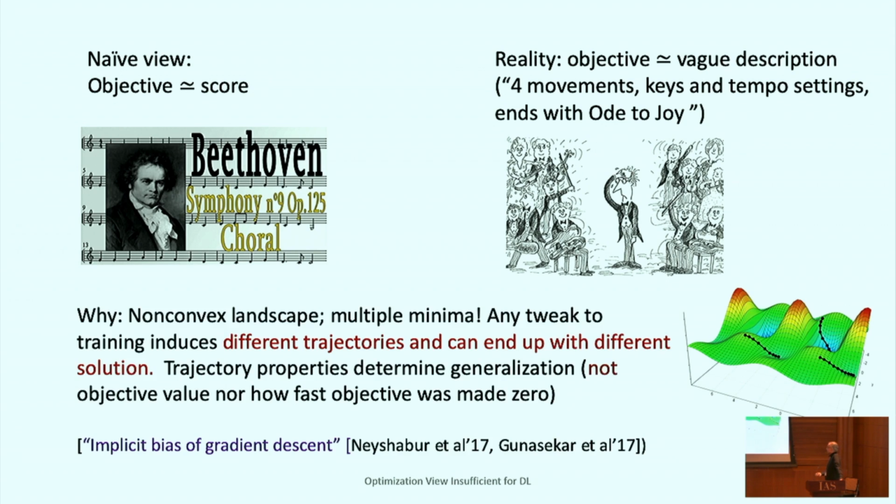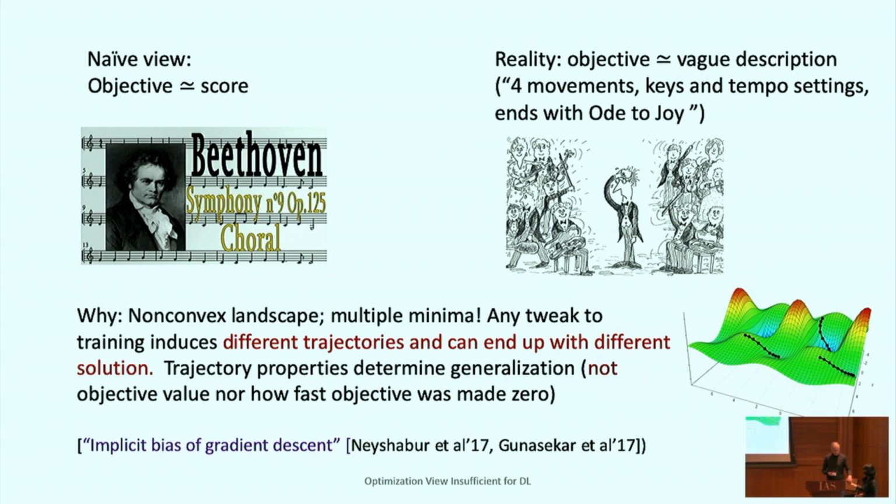It's some algorithm. And we're talking about this objective, the vague objective that's written there. It's non-convex. It has multiple minima, as we saw. And in general, in this non-convex landscape, you make any tweak to the training algorithm. So you'll notice that I've stopped calling it optimization. I call it a training algorithm. You change the learning rate, add momentum, whatever. You'll, in general, have a different trajectory, and you'll end up with a different solution.